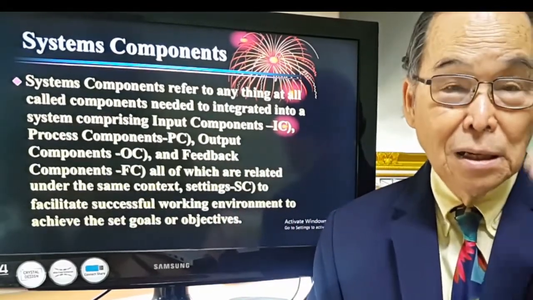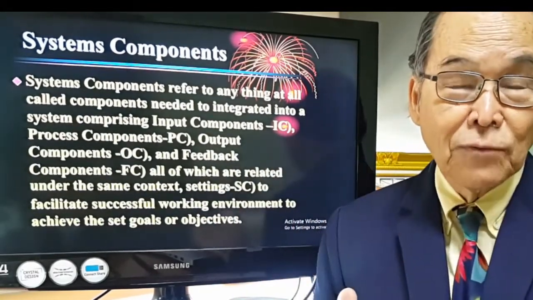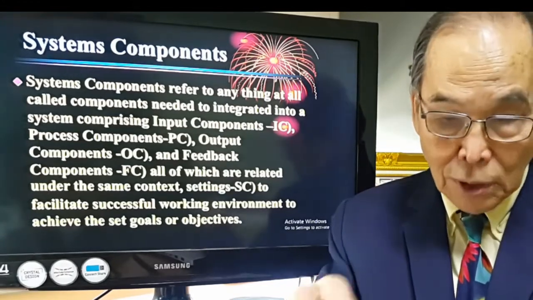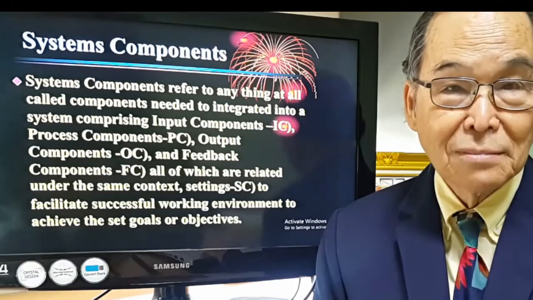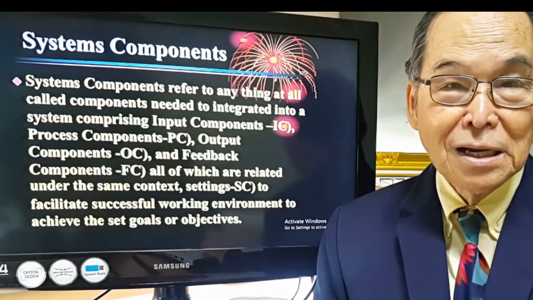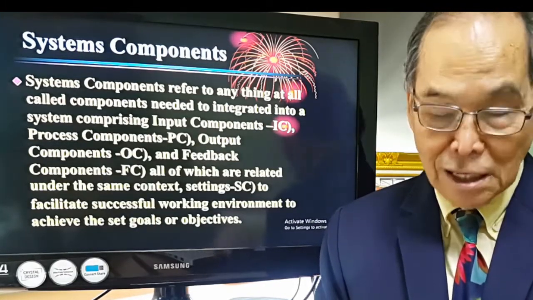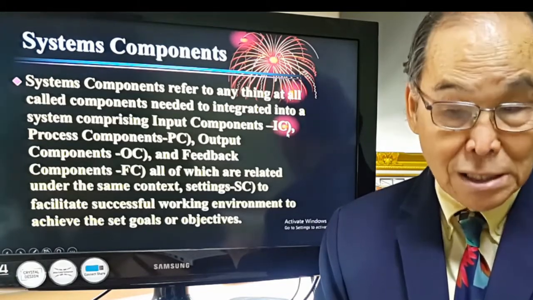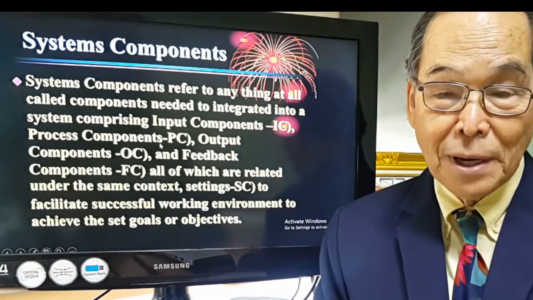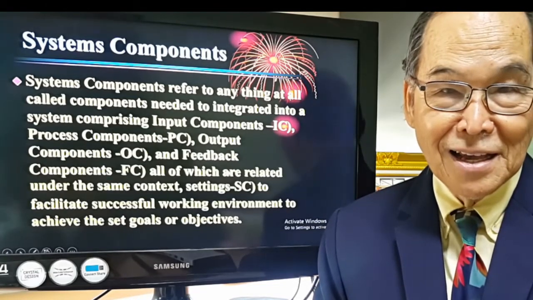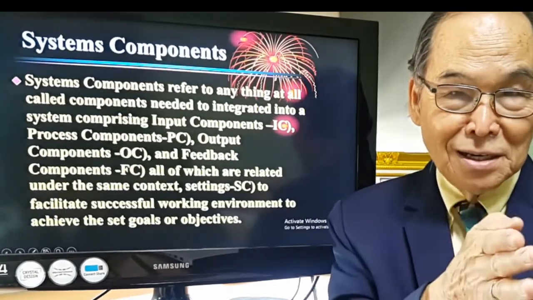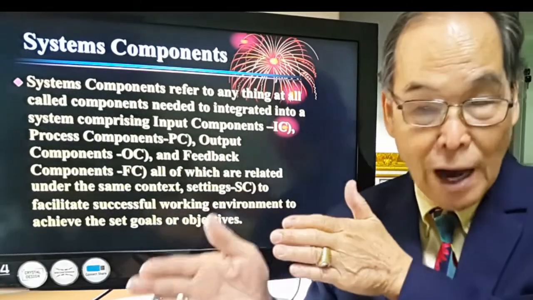See? So what I'm thinking is that before starting the system, you have to look at the SC or CC, context setting components. Okay, and then you have to start thinking about the IC components, followed by PC components, OC and FC. You put in 1, 2, 3, 4, 5 steps.